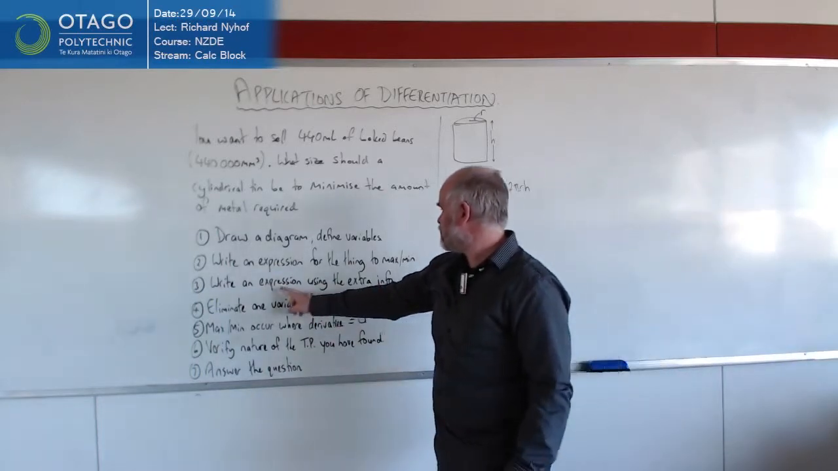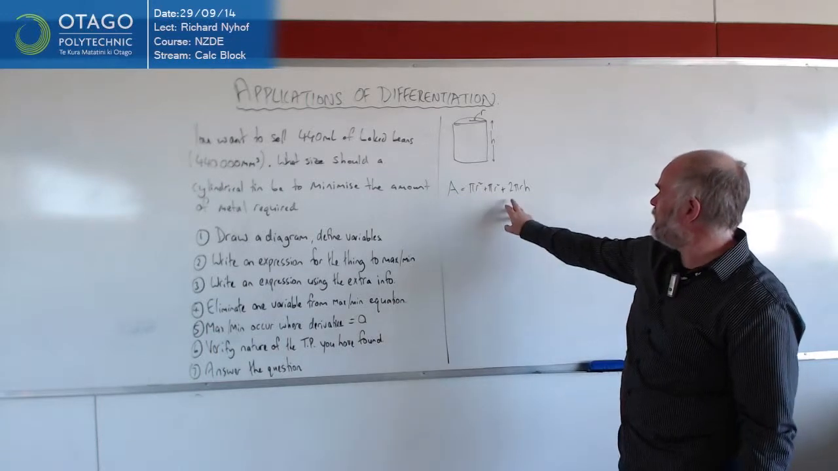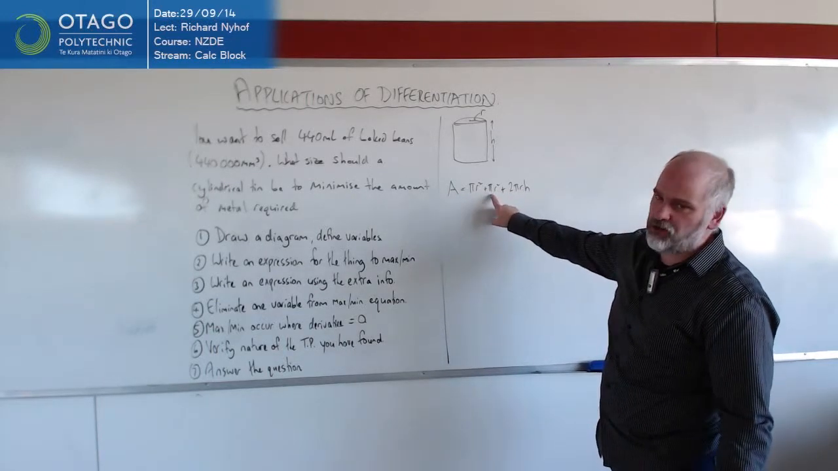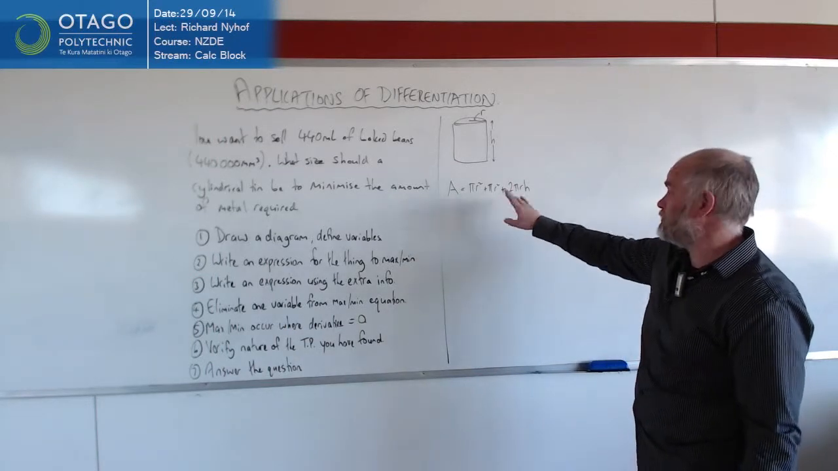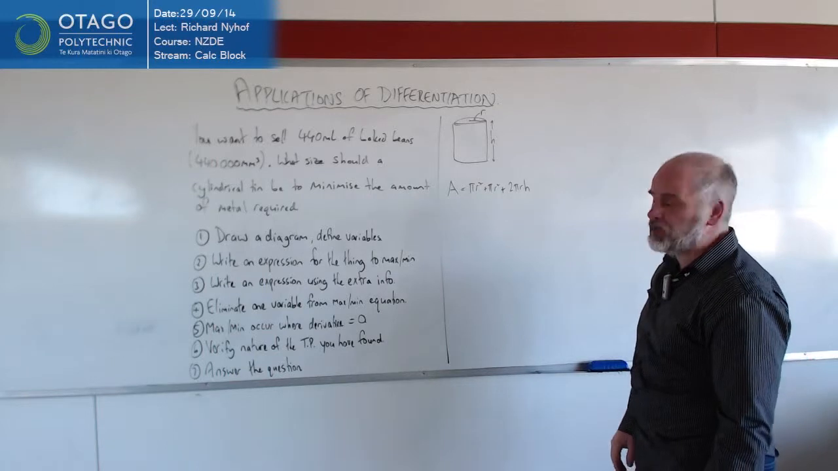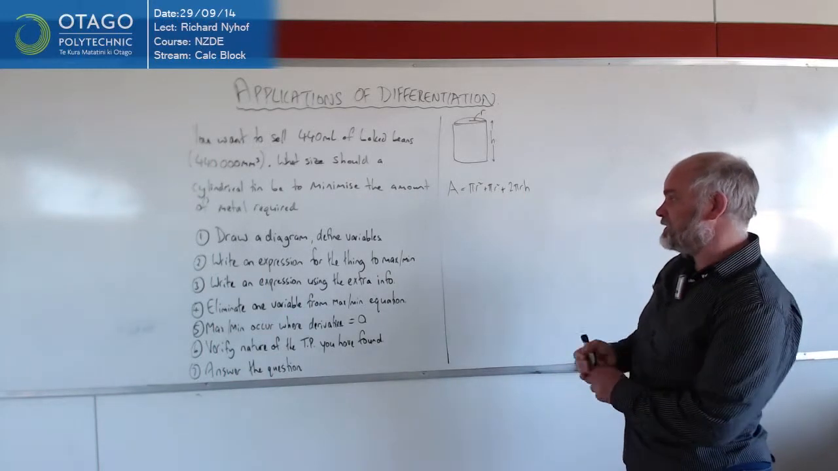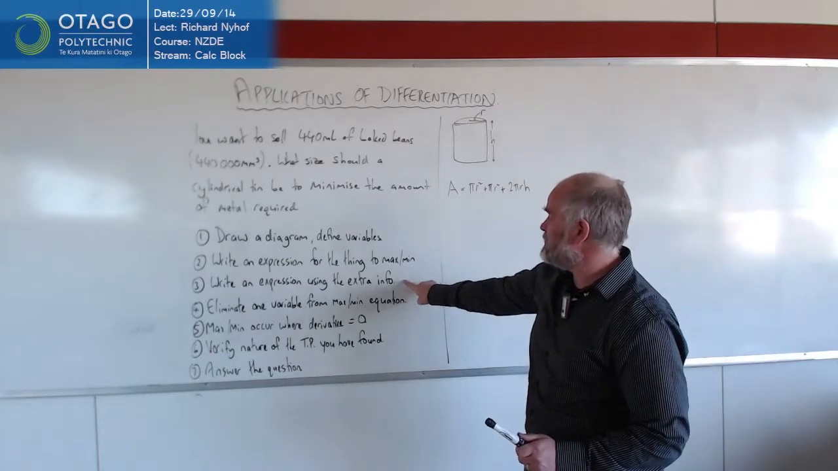Write an expression using the extra info. Okay, problem here, I've got two variables, r and h. Pi is not a variable, so don't worry about that one. Neither is 2, in case you're wondering. Those things are fine, so they're just numbers. We're not scared of numbers. It's just the variables, the r and the h. We've got two of them, so we need to get rid of one of those. So write an expression using the extra info.